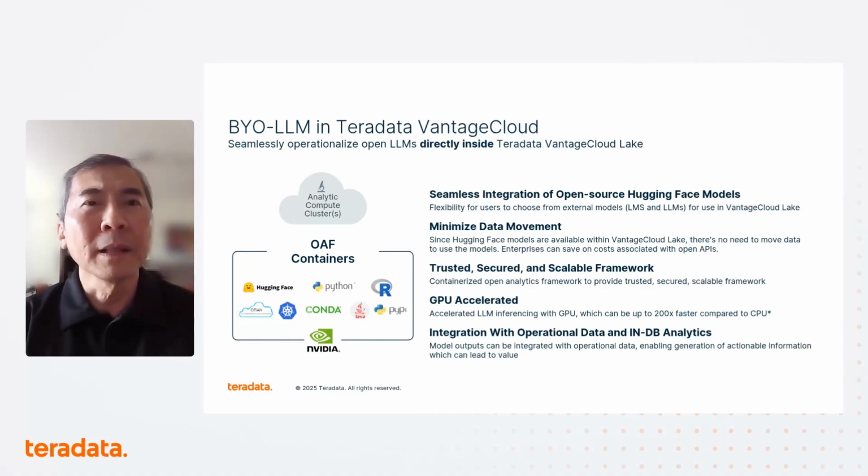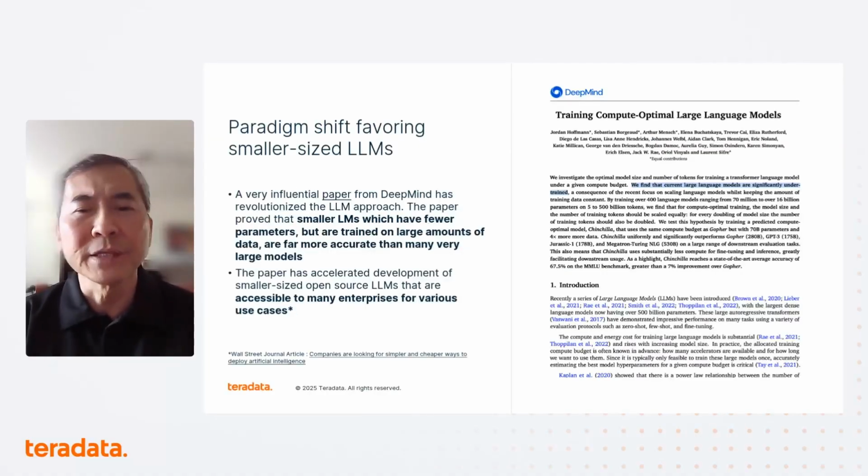And third, and last but not least, you also get GPU acceleration, making inference lightning fast. In our labs, we've seen up to 200 times faster inference than CPU. All of this means you can experiment freely and quickly with the confidence that your data is secure and your job will run fast and will scale. Janet, can you tell us why Teradata has brought open source language models to VantageCloud?